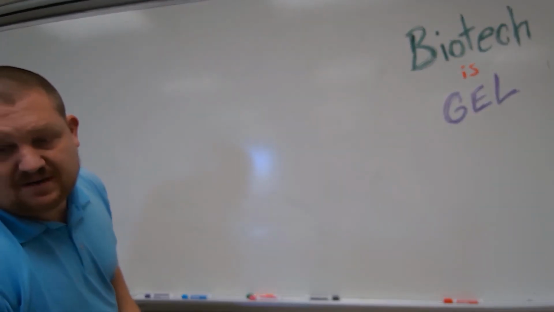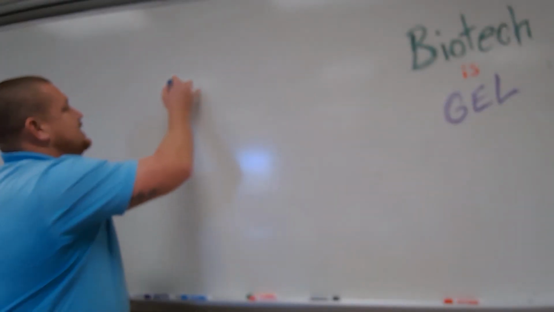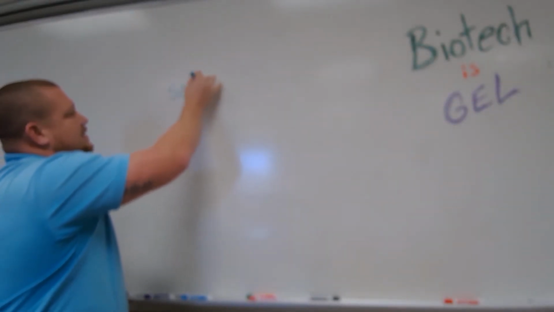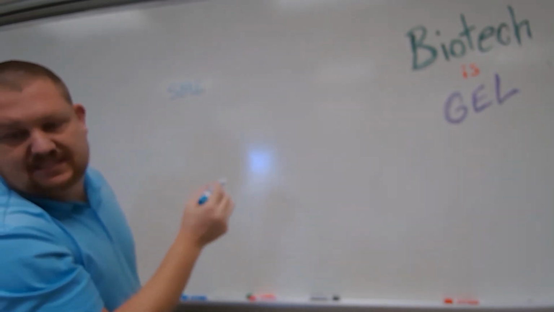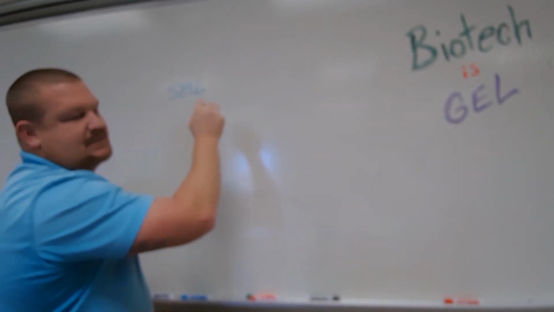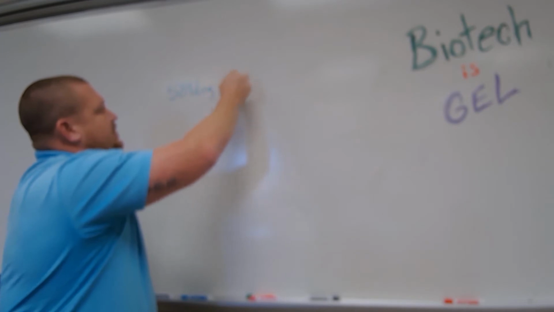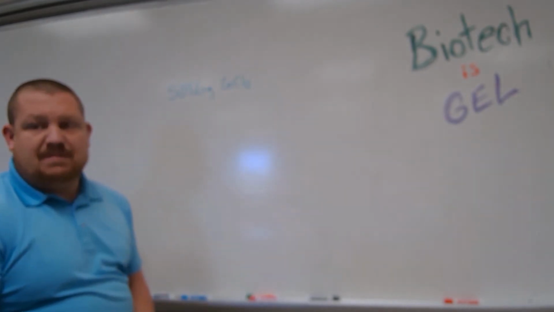Number 7. How many grams in 589.6? This is CaCl2. All right, so figuring out my molar mass first.